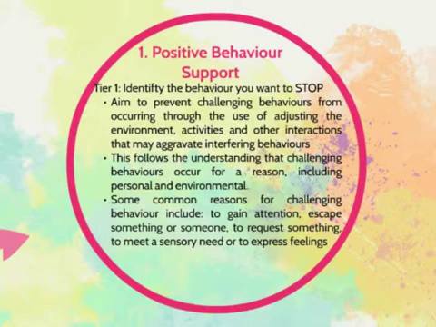Tier 1. Identify the behaviour that you would like to stop. Aim to prevent challenging behaviours from occurring through the use of adjusting the environment, activities, and other interactions that may aggravate interfering behaviours. This follows the understanding that challenging behaviours occur for a reason, including a personal or environmental reason.